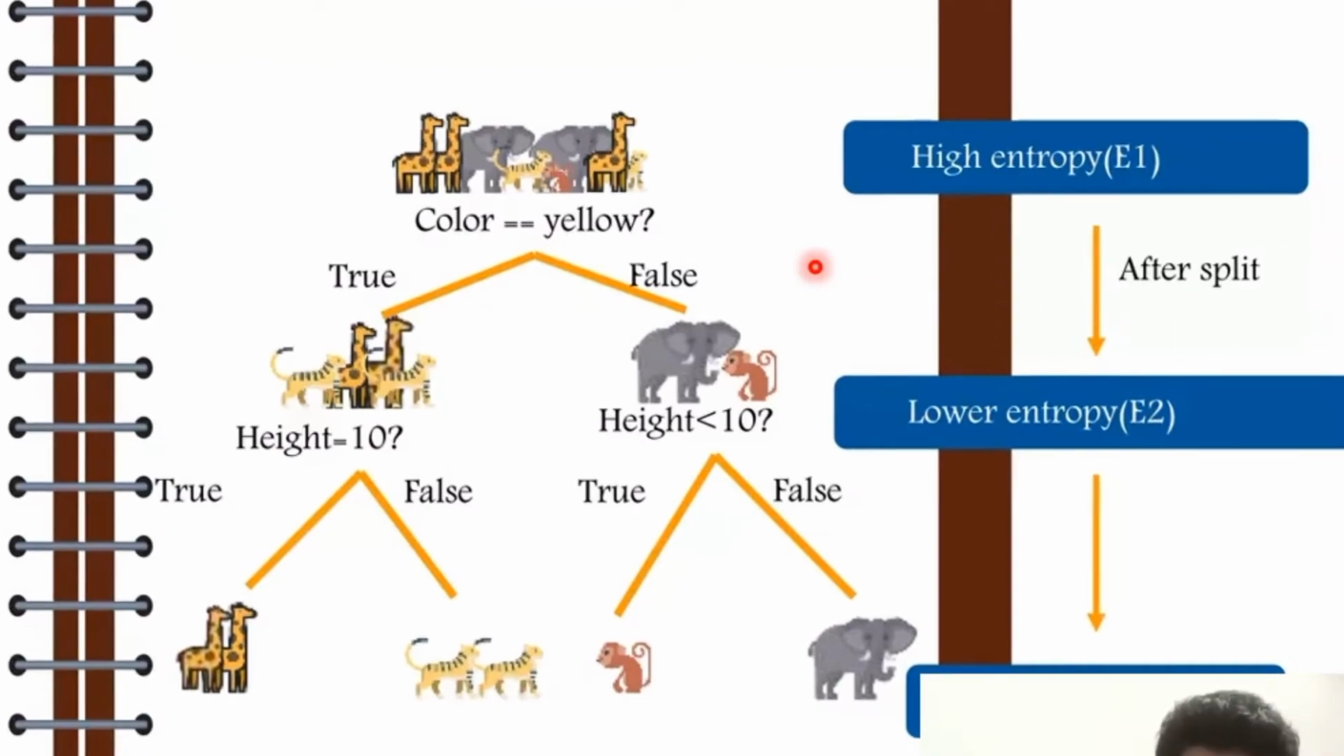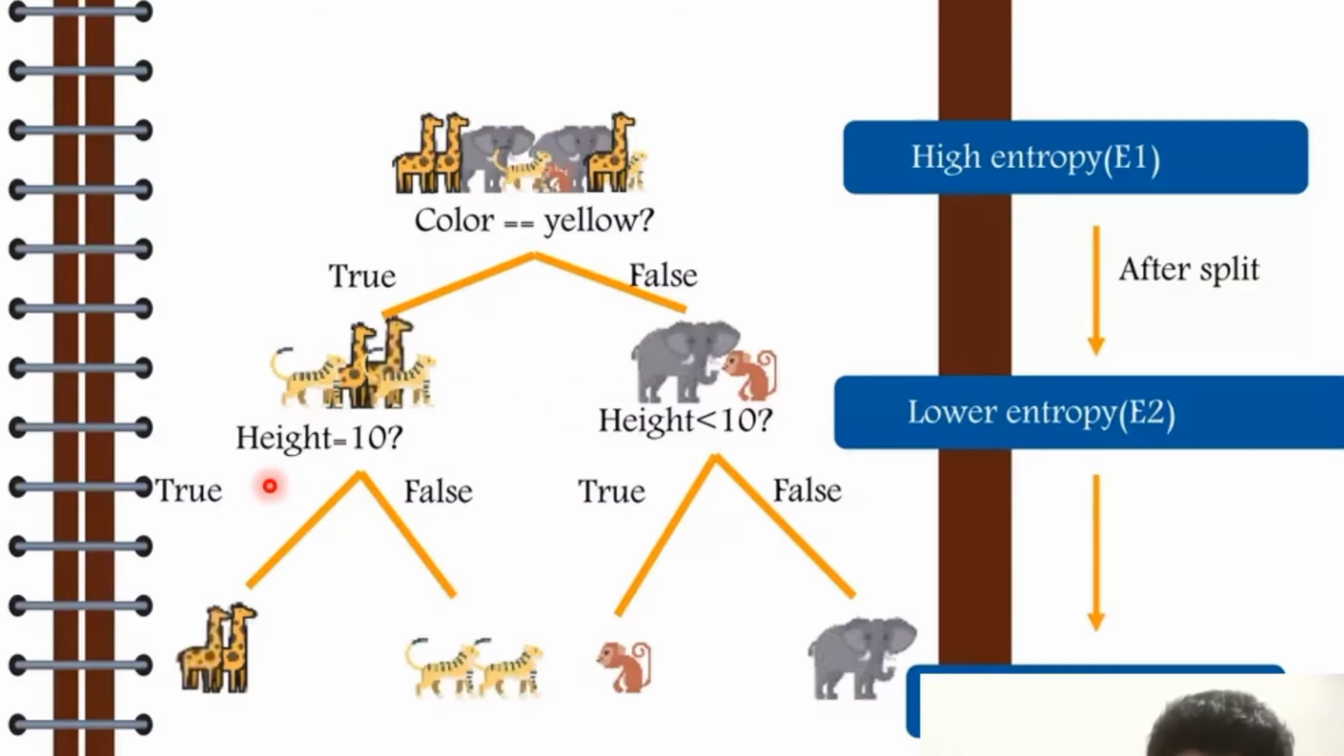Now we have to split the whole data based on some features. First we have to look at the color. So based on the color we have to split that. If the color is yellow, then tiger and giraffe come under one category. If it is false, then automatically elephant and monkey become another category.